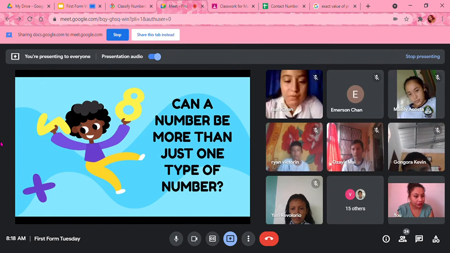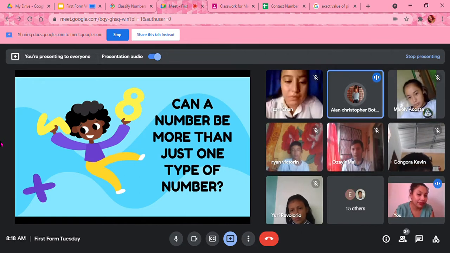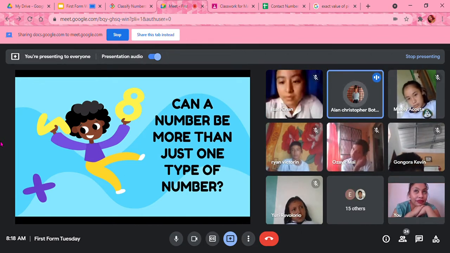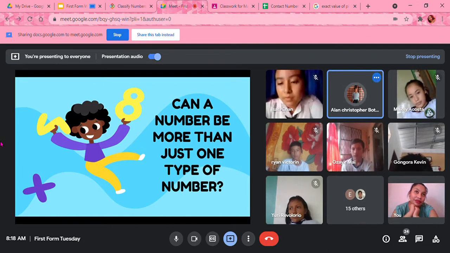Yes, there could be different kinds of numbers. For example, the prime, it's a number that, let's say, can't be divided by two. For example, three goes by one and three. So basically, there are different kinds of numbers.